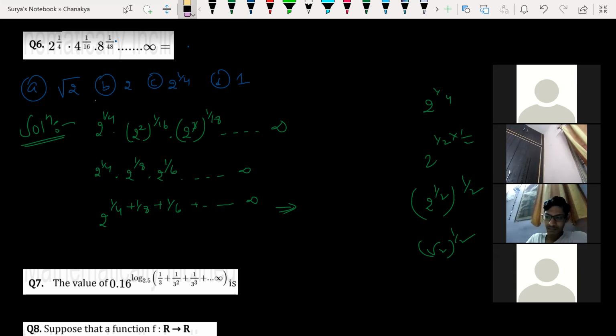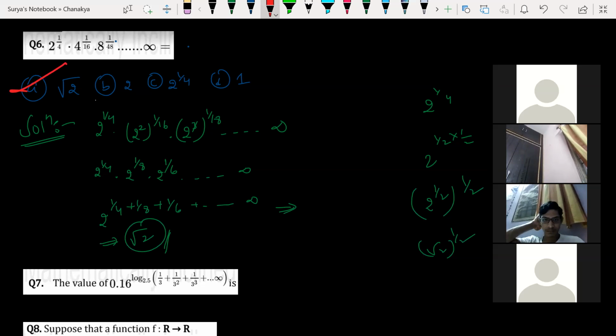So all 1 by 4, 1 by 8, 1 by 6 are multiples of 2. Can I write simply this as root 2? Use common sense. Root 2 will be our answer. Let's go straight. Did you understand? Any doubt? 2 to the power of 1 by 4, 1 by 8, 1 by 6. You understand or not, children?